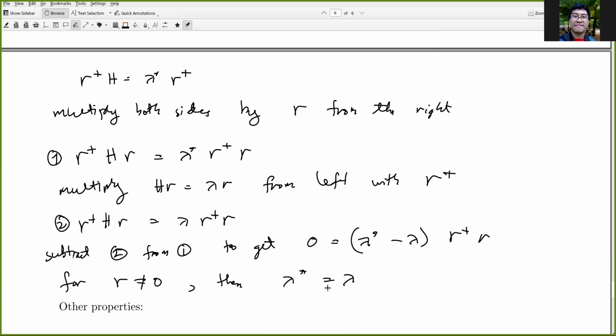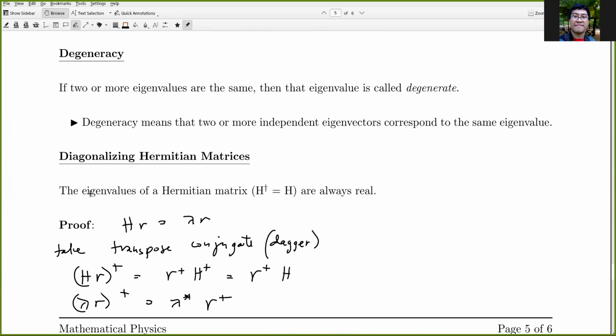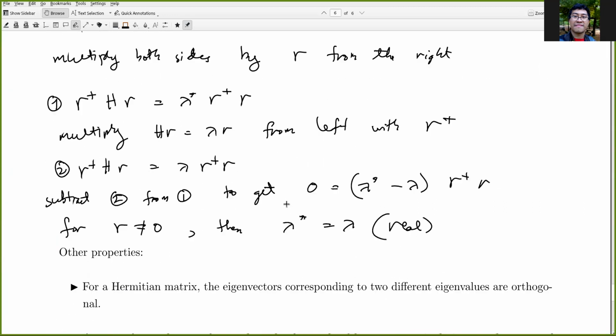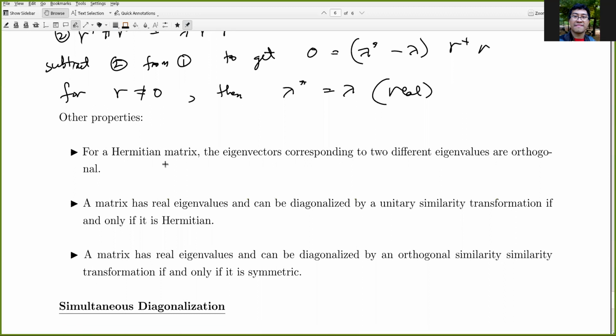So in that case, if the complex conjugate is equal to the number, the number should be real. And that's what we needed to prove, that eigenvalues of a Hermitian matrix are always real. Other properties: the eigenvectors corresponding to two different eigenvalues are orthogonal. A matrix has real eigenvalues and can be diagonalized by a unitary transformation if and only if it is Hermitian.